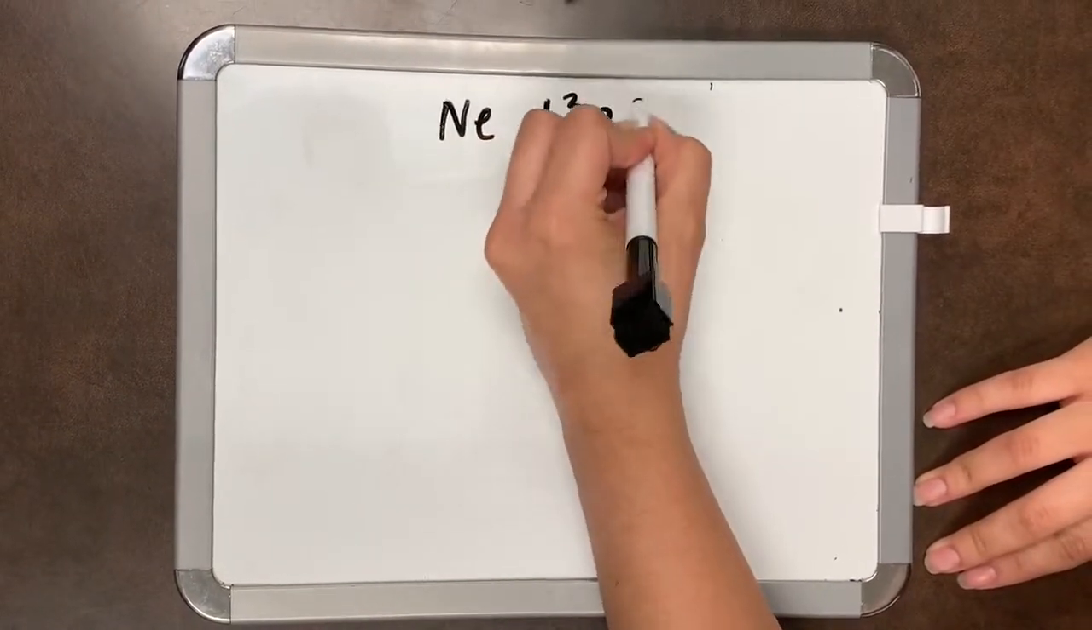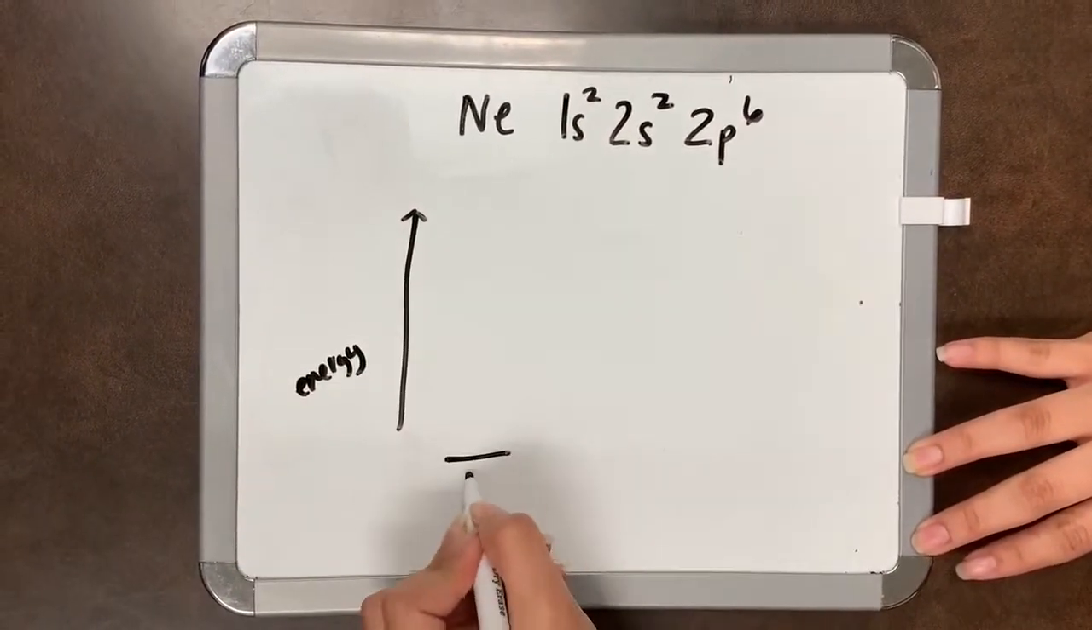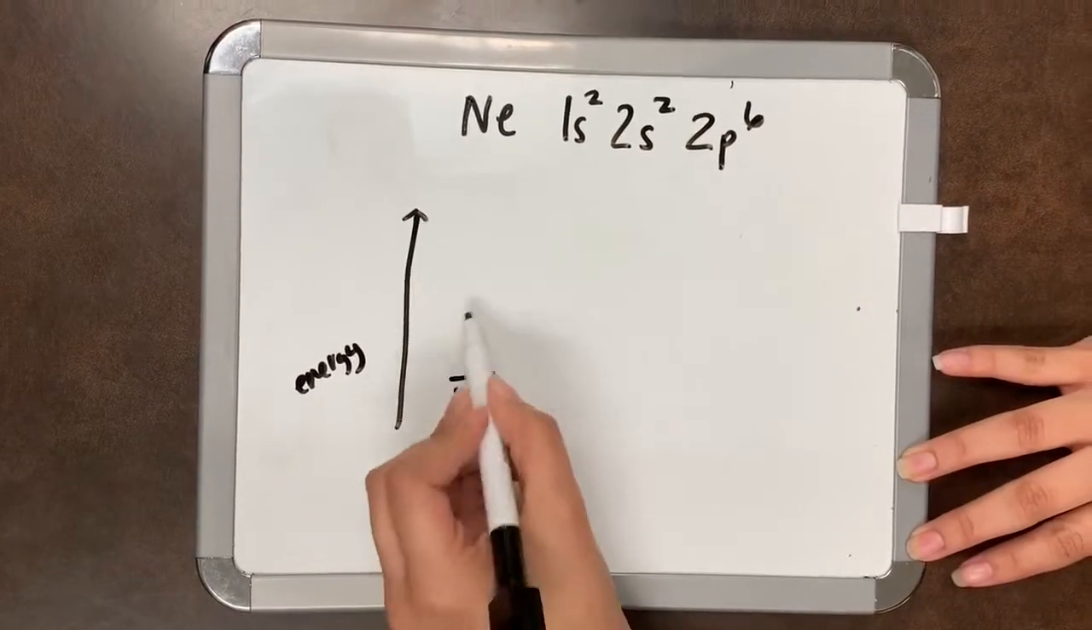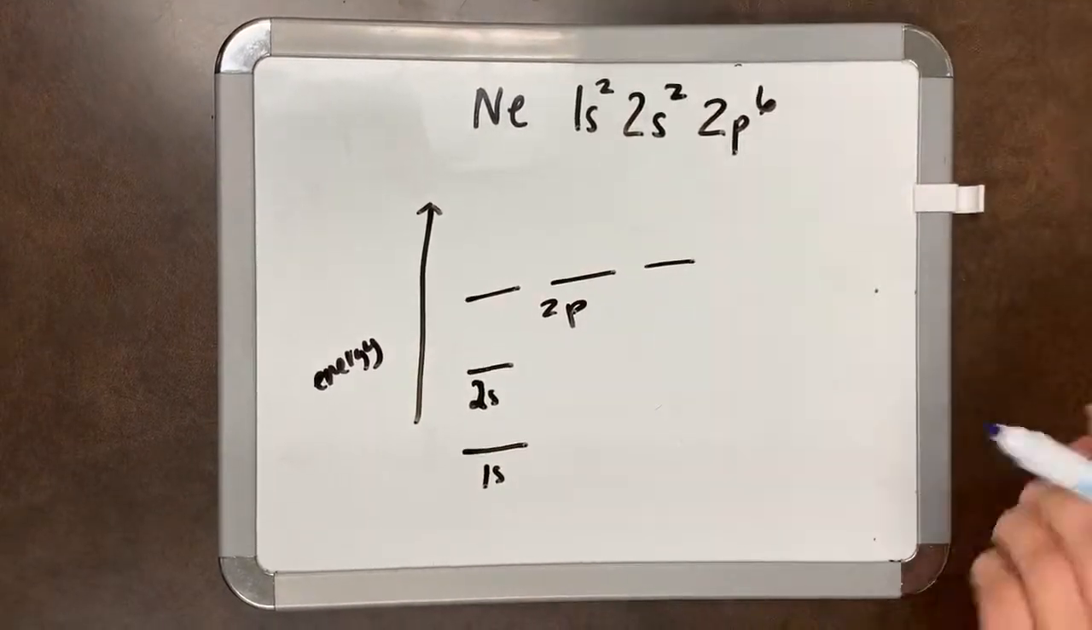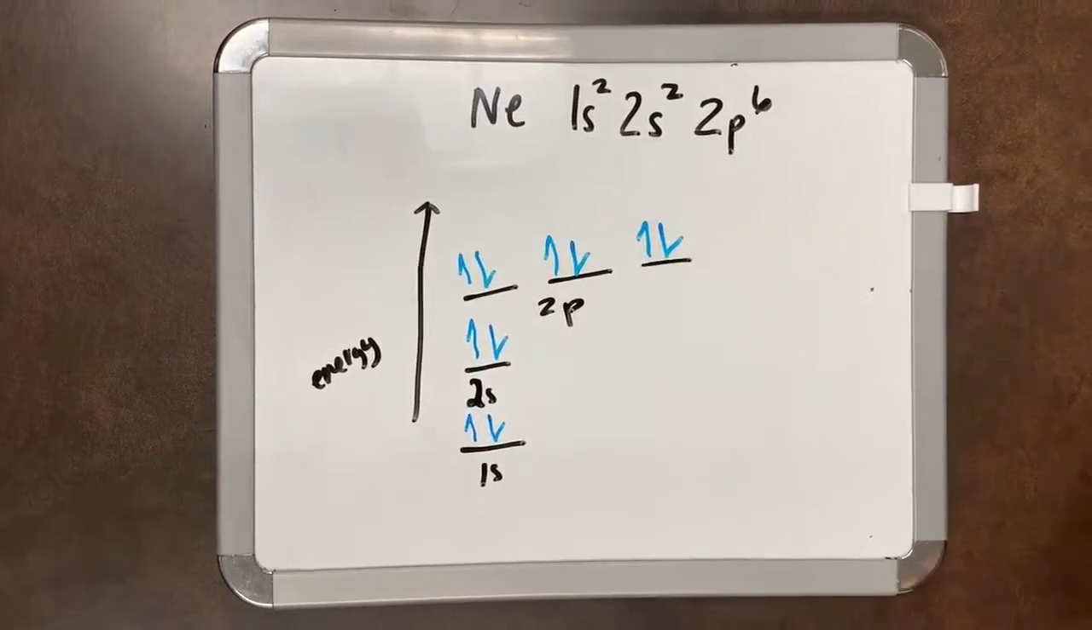Another example is neon. Neon's electron configuration is 1s2, 2s2, and 2p6. As you can see, all of its electrons are paired. Therefore, it's considered a diamagnetic material.